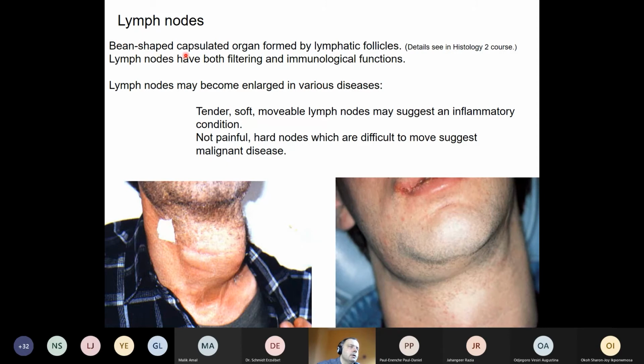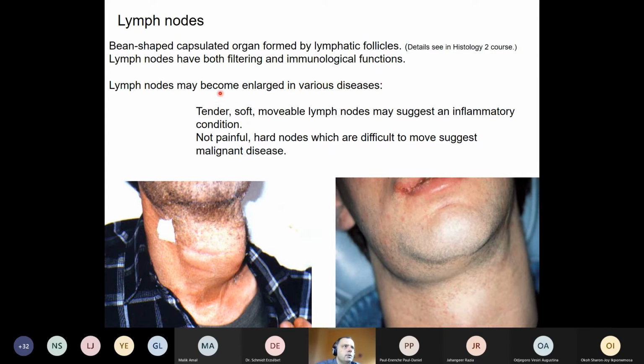They are bean-shaped organs. They have a capsule, and they are made up of lymphatic follicles. More details I don't want to tell you today. It's related to histology 2. I will give you some lectures on that next semester. And then we have, as I mentioned, the lymph nodes, which have a filtering function and also immunological functions.